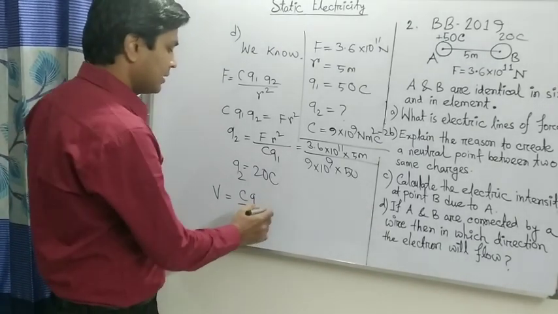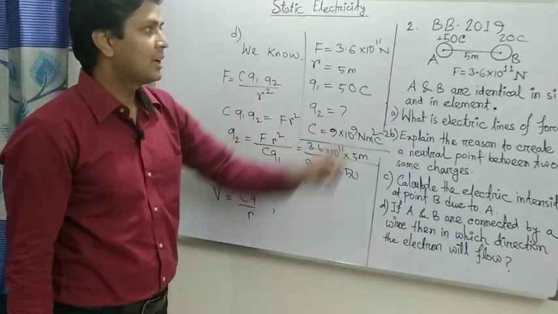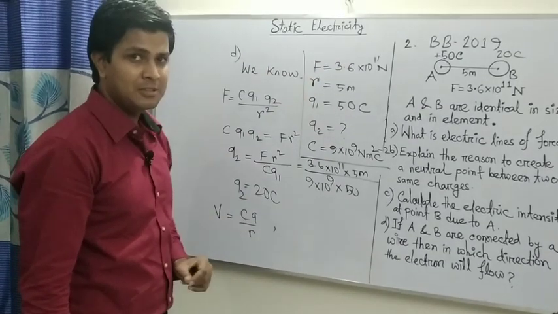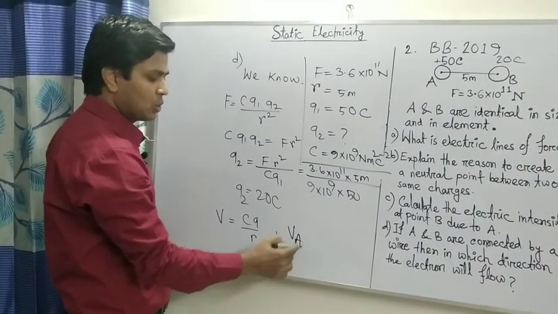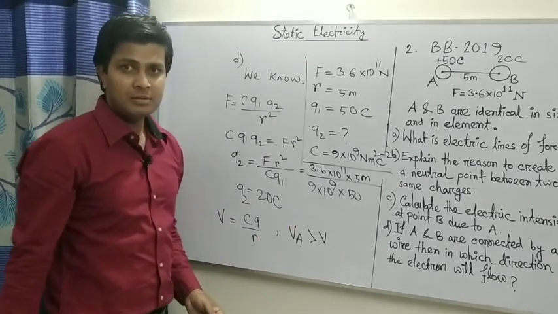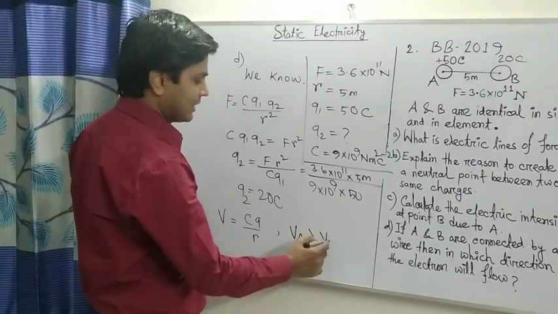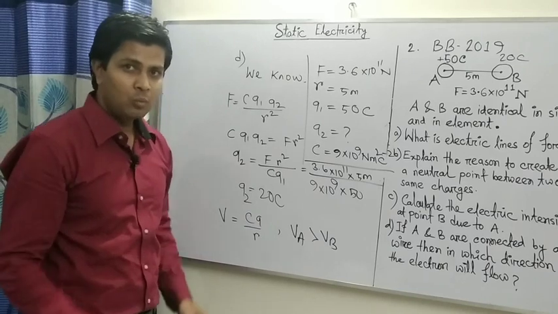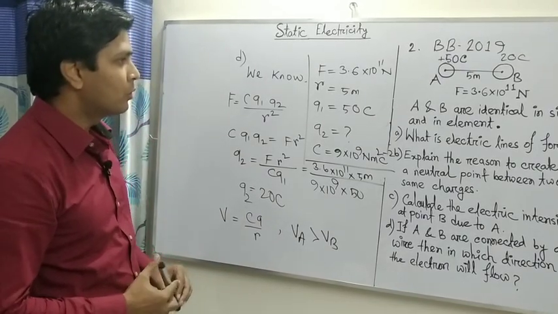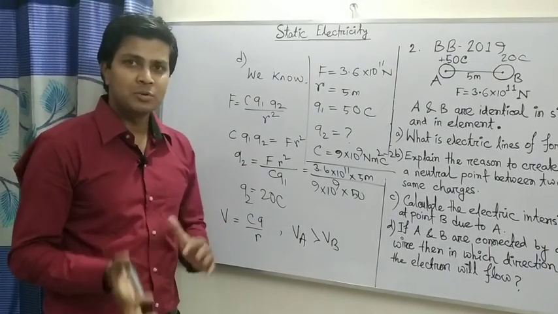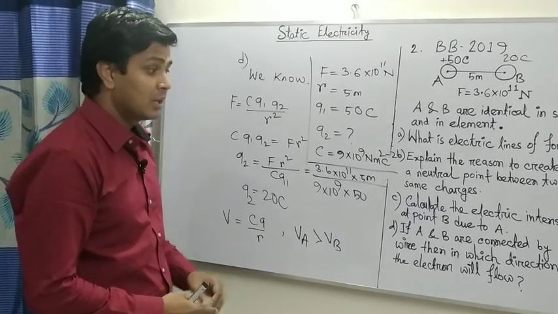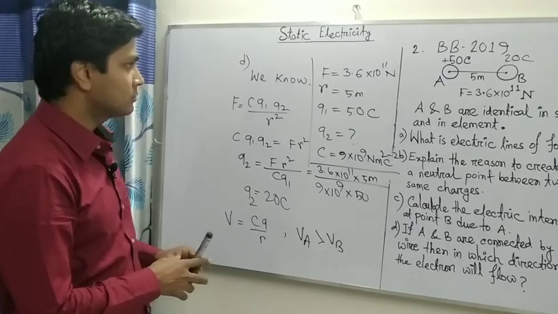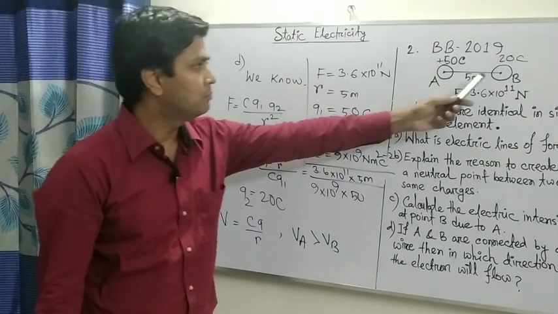As the first charge is more than the second charge, that means the potential of the first body, VA, is more than the second body, that means VA is greater than VB. And we know electron will flow from lower potential to higher potential, and electricity will flow from higher potential to lower potential. For this we can say the electron will flow from B to A.